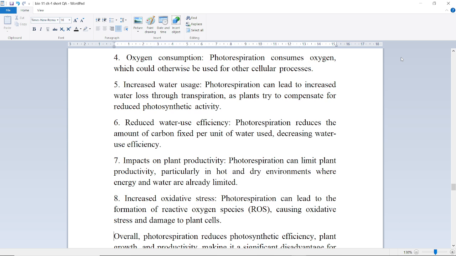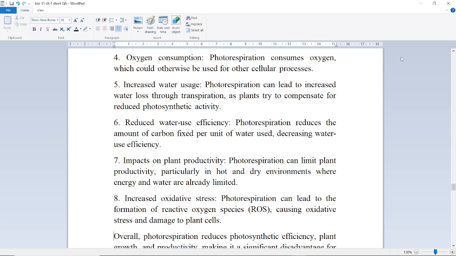Increased water usage. Photorespiration can lead to increased water loss through transpiration as plants try to compensate for reduced photosynthetic activity. Reduced water use efficiency. Photorespiration reduces the amount of carbon fixed per unit of water used, decreasing water use efficiency. Impacts on plant productivity. Photorespiration can limit plant productivity, particularly in hot and dry environments, where energy and water are already limited.